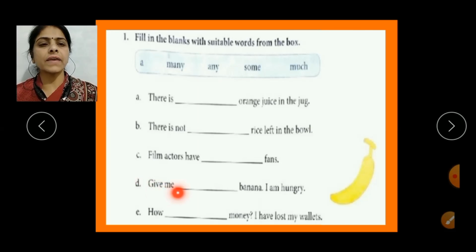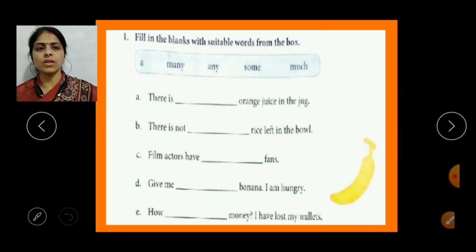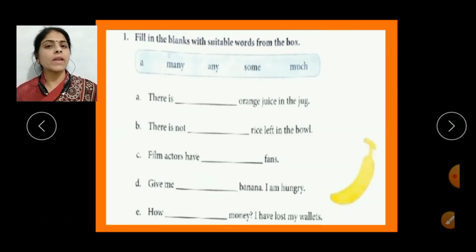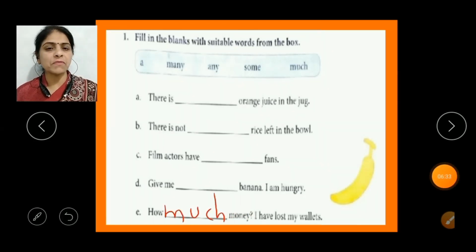After that, give me blank banana. I am hungry. In this sentence, banana is also a countable noun. So here we can use a to fill this blank. Now let's have the last sentence. How blank money. I have lost my wallet. In this sentence, money is an uncountable noun. So the blank can be filled with much. How much money I have lost my wallet.